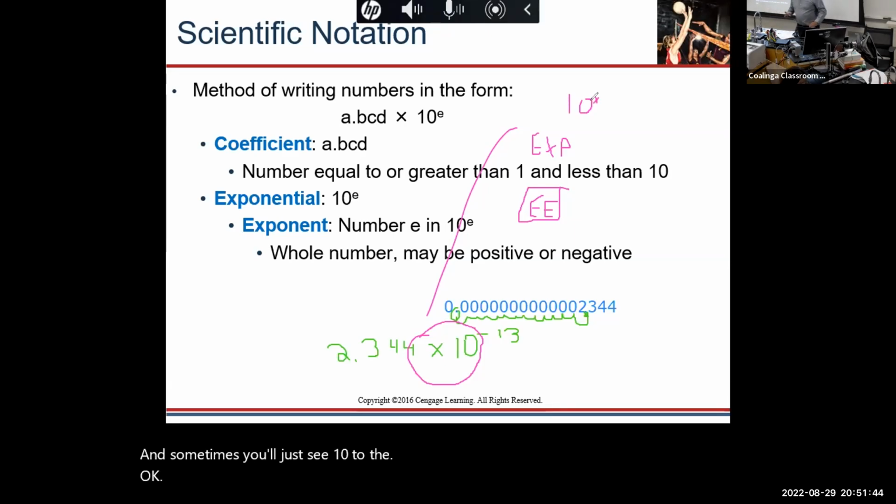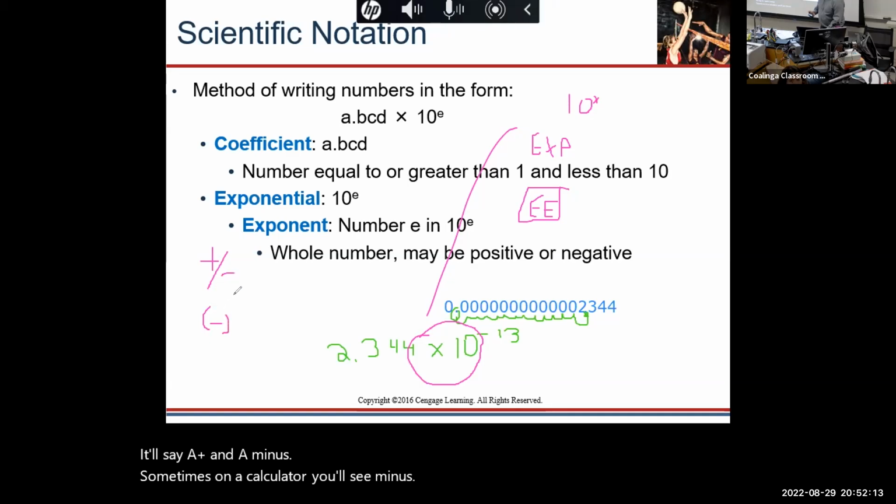Okay. So then you're going to type in, everybody type in that number, 2.344. Okay, press that EE. There's going to be a button that says plus minus. Sometimes on a calculator, you'll see minus. That's after you put in that number, you hit EE.